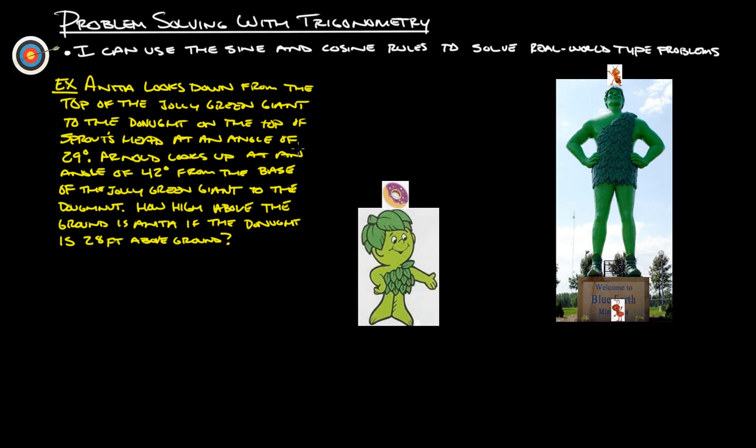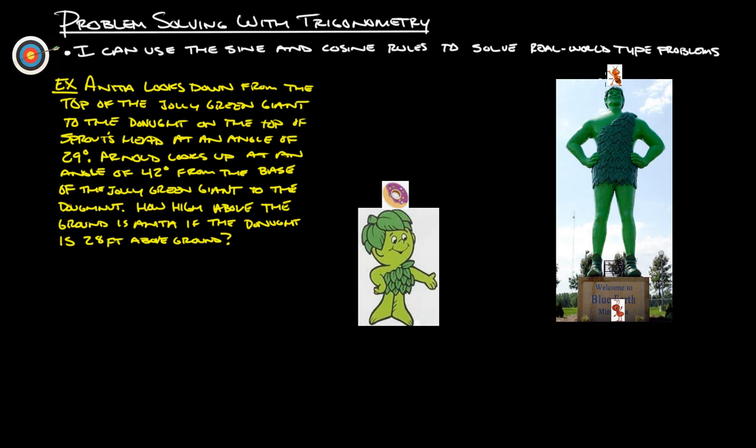Okay. Sorry, let's see. It's to the top of Sprout's head at an angle of 29 degrees. Okay, so this angle looking down is 29 degrees. Arnold looks up at an angle of 42 degrees. Here's Arnold. From the base of the Jolly Green Giant to the donut. How high above the ground is Anita if the donut is 28 feet above the ground?